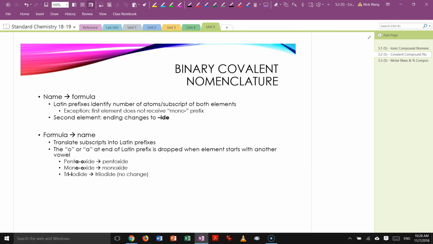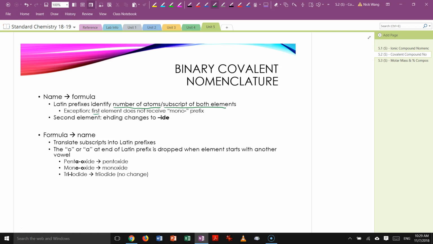If you look at the beginning here, the name going to a formula. You know there are Latin prefixes that we mentioned. Definitely use the Latin prefixes to identify the number of atoms, which also refers to the subscript of those elements involved. The only exception to this, when using those mono, di, tri prefixes, is that the first element does not receive the mono prefix. So whenever you see certain compounds written out, we don't include mono for the first element. But in every other situation, the prefix is used.